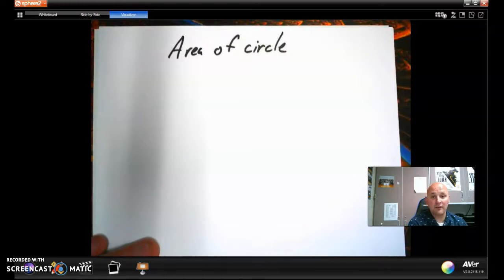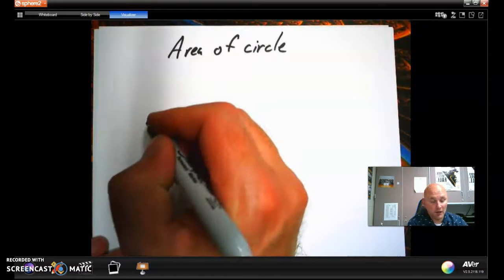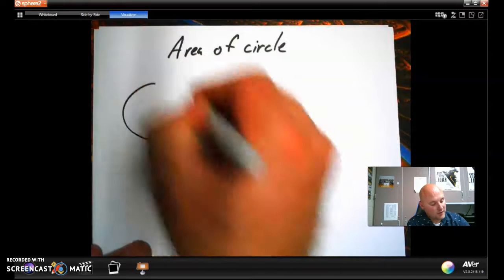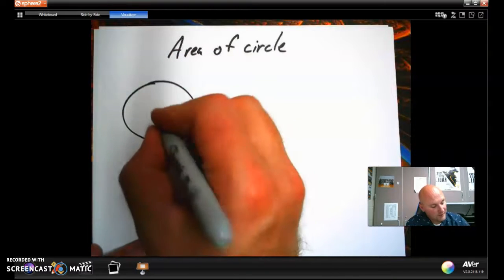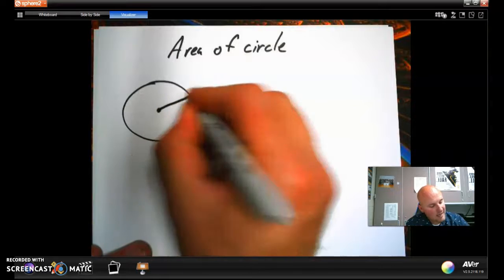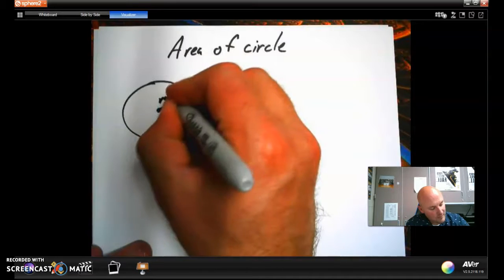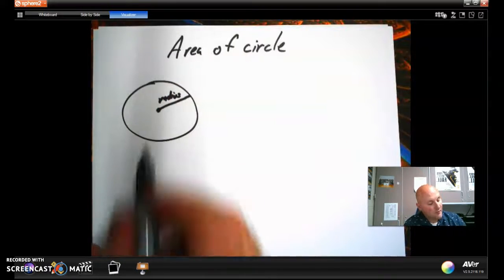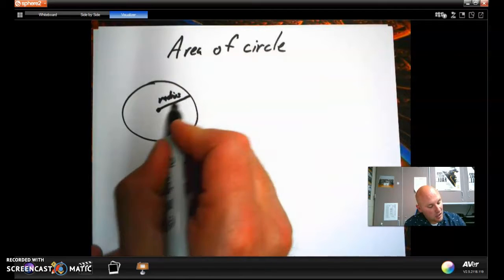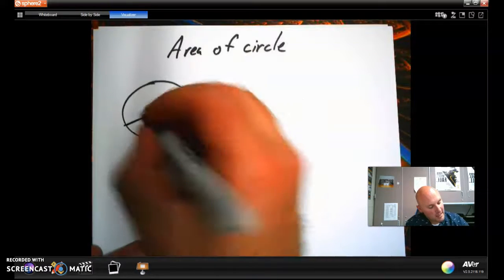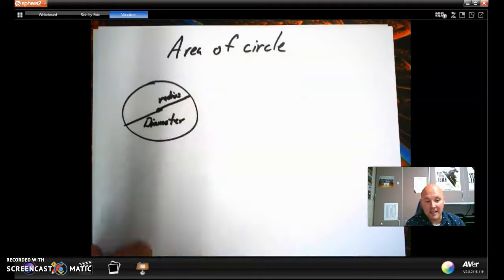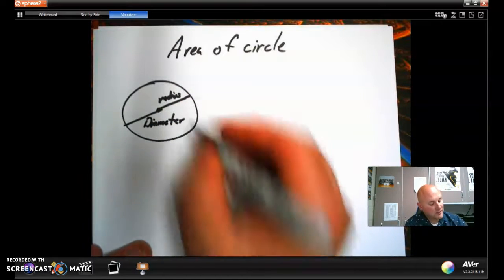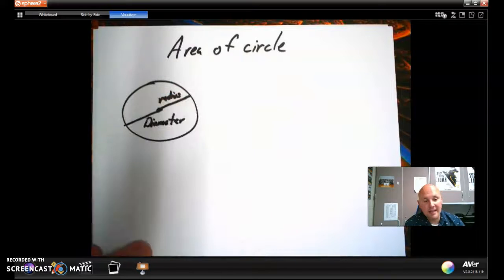But the area of a circle. Well, let's talk about parts of a circle real quick. We have the circle. The outside of it is called the circumference. From the middle to one side is called the radius. From one side all the way to the other side, that's called the diameter. Remember, the radius is half of the diameter, right? So you have circumference, radius, and the diameter.